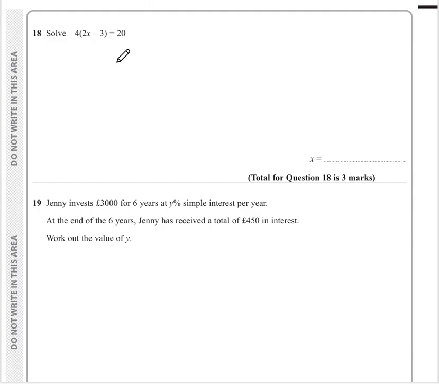Question 18. Solve this equation. Step number 1, we are going to multiply out these brackets. So we want to multiply both of these terms inside by 4. That's going to give us 8x minus 12 is equal to 20.